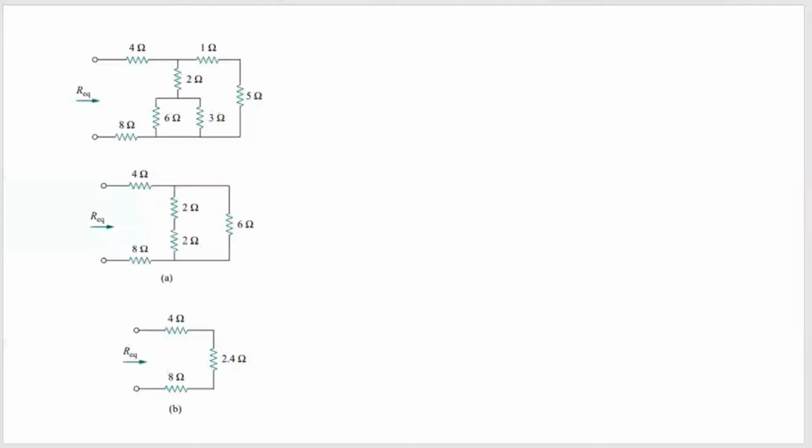If you have two resistances in series, what will you do? You simply add the resistances, R1 plus R2. The total equivalent resistance between A and B is R1 plus R2.